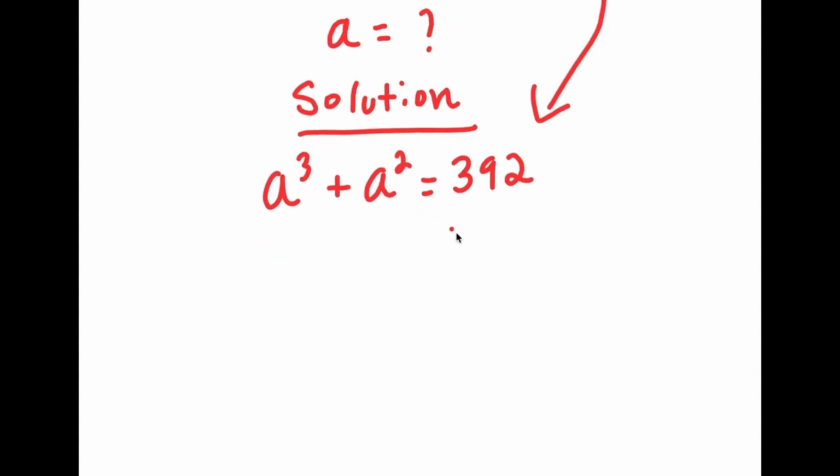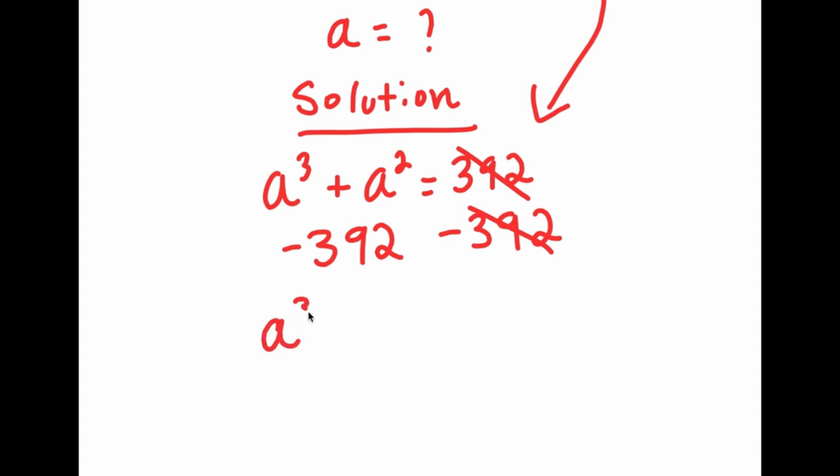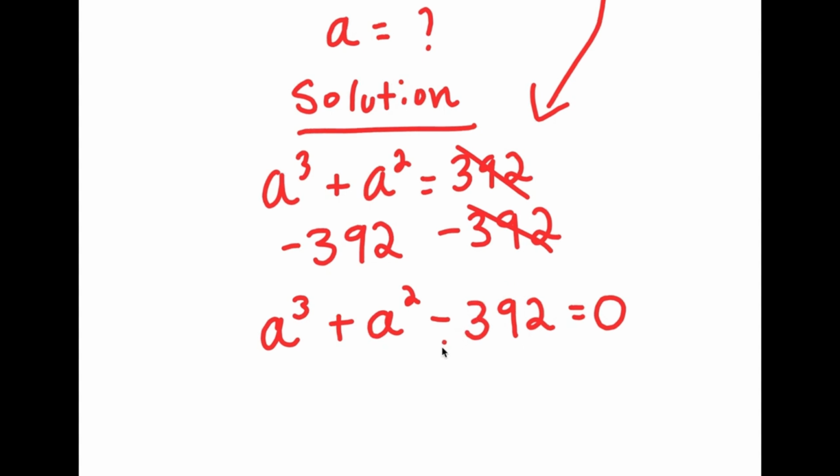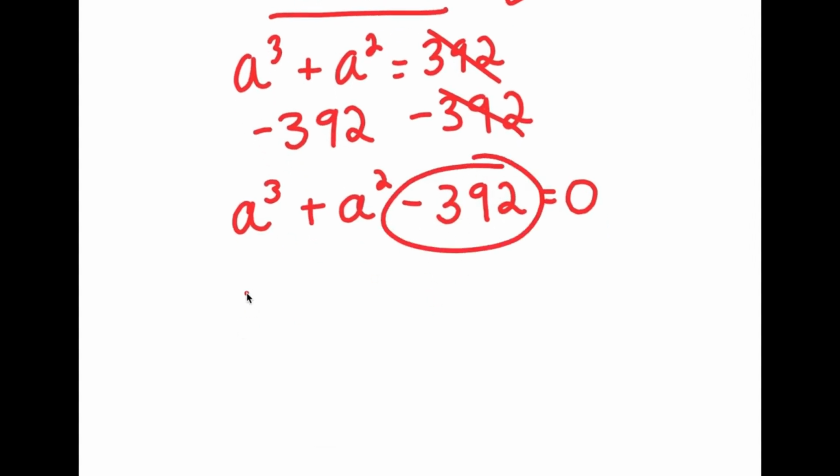And now I'm going to subtract 392 on both sides. So then these two cancel out, and this turns into a to the power of 3 plus a squared minus 392 is equal to 0. Now from here, I can rewrite negative 392 as negative 343 minus 49.